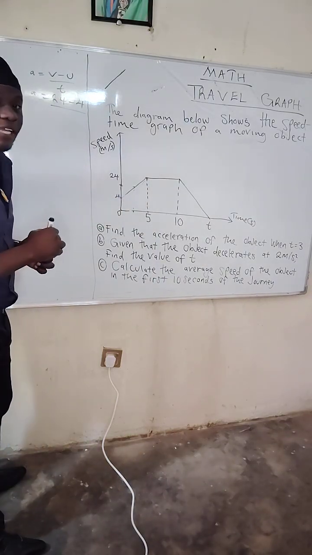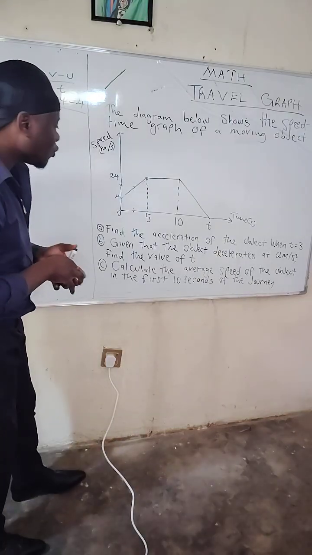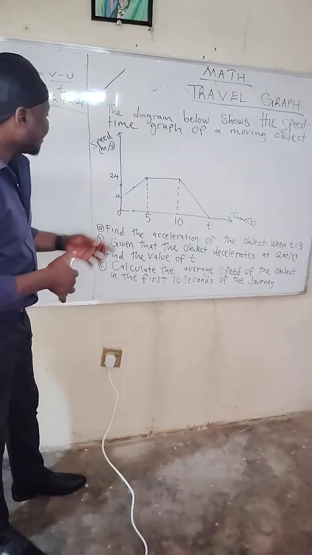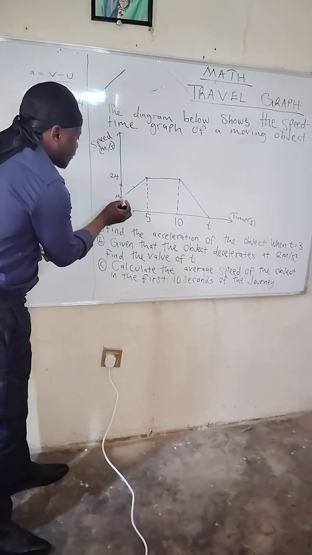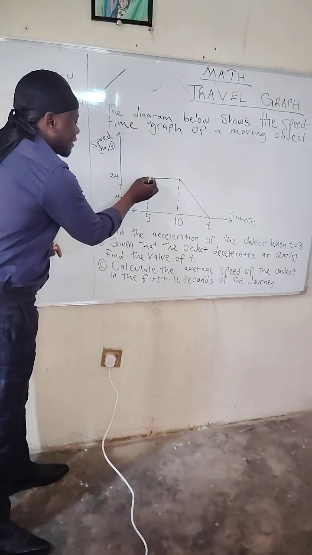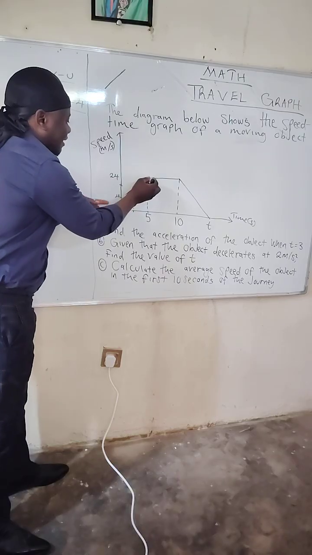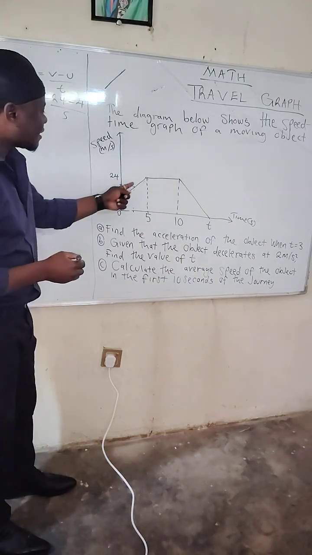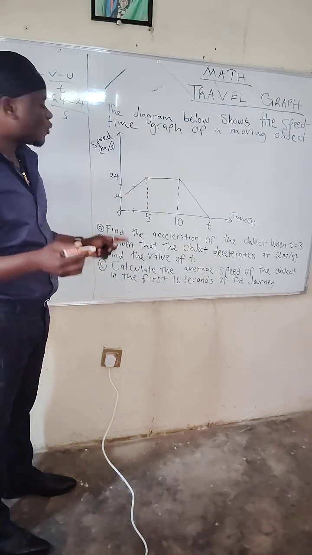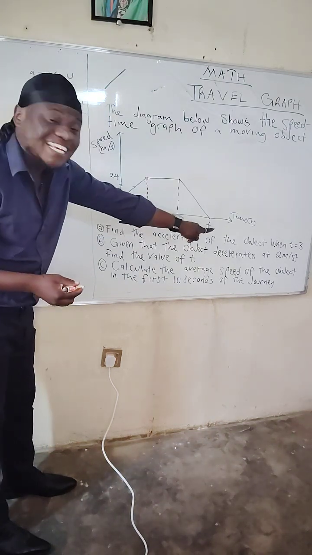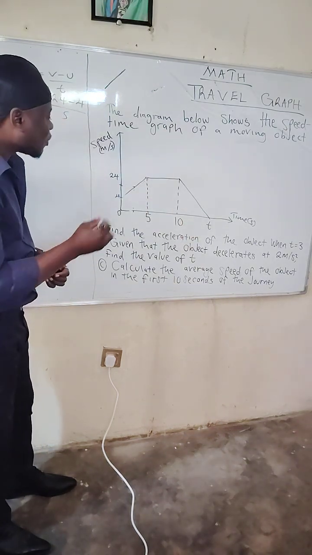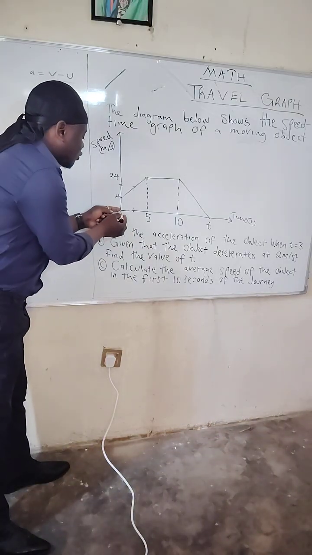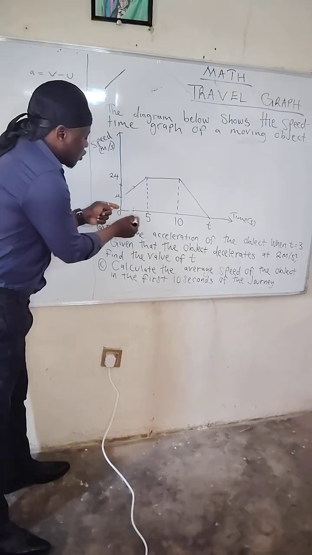Time check now. The question says time is 3. On the diagram, the initial is 4 and the final is 24, so the time here is 5. That's the time you use. The reason you use 5 instead of 3 is that the question says calculate acceleration when time is 3, so you can assume that 3 is between 0 and 5.